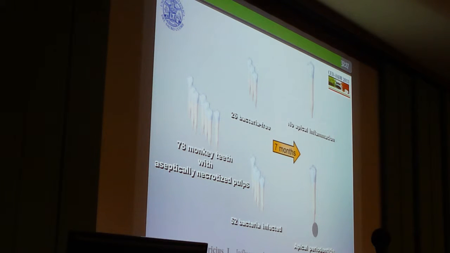There is this famous study of Möller of 1981, in which he selected 78 monkey teeth with aseptically extirpated pulp and divided the teeth into two groups: 26 teeth were bacteria-free and 52 were bacteria-infected. After 7 months, the bacteria-infected teeth developed an apical periodontitis.